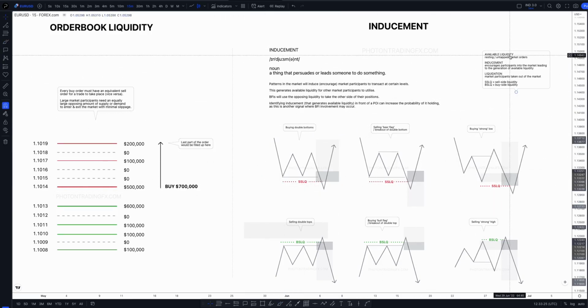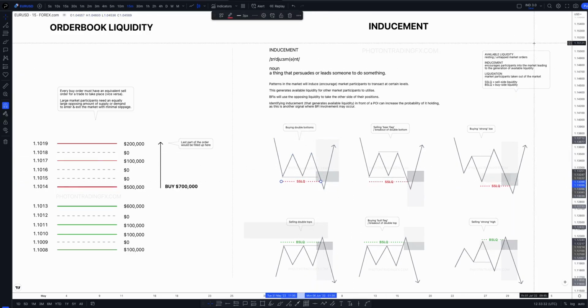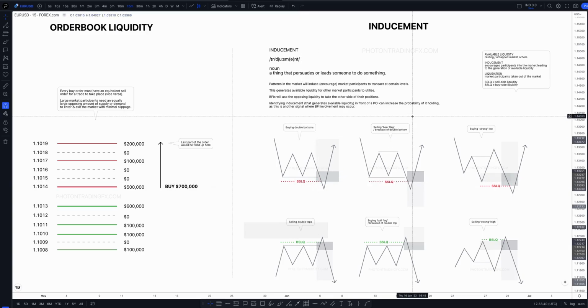And yeah, so available liquidity is those resting untapped orders. Obviously, this is when it's been tapped into, but before it's been tapped into, when it's fresh, that's available liquidity. Inducement is essentially the pattern inducing market participants, buyers or sellers, to generate that sell-side liquidity for other participants to use, to buy against. The liquidation is when the move actually happens, when price is tapped into that liquidity, these people are liquidated out of their positions, right? It's the liquidation, so market participants taken out of the market.